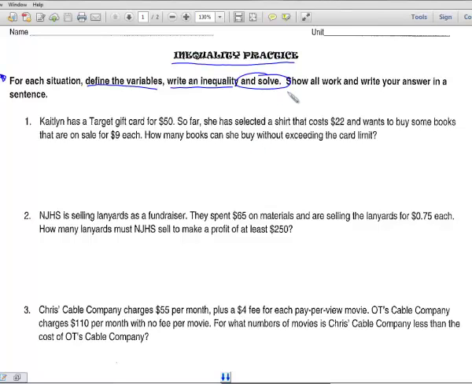Okay, so we know we're going to solve. It says show all work and write your answer in a sentence. Okay, so that's important too. It's got to be in a sentence.